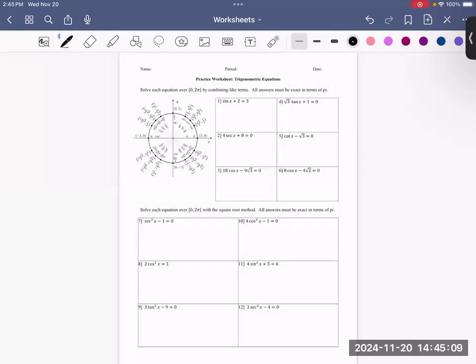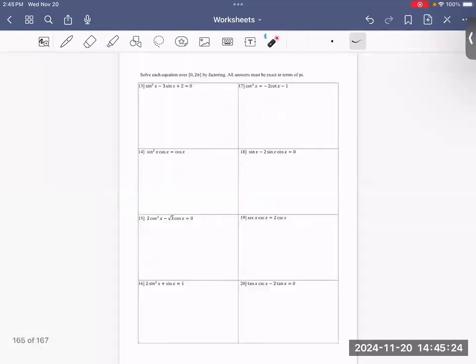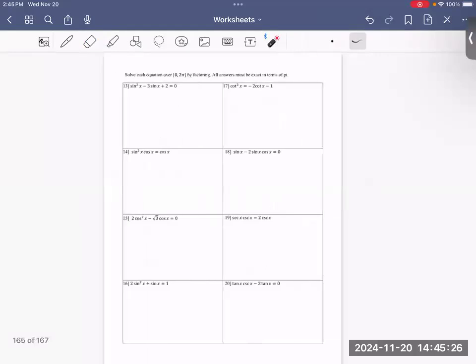Today we're going to be working on trig equations and solving them. So we have just this basic worksheet, which I think is absolutely brilliant. Again, my worksheets will say my name at the top. So this one I just pulled off from the web. And I'm going to show you the answer key here in a moment.